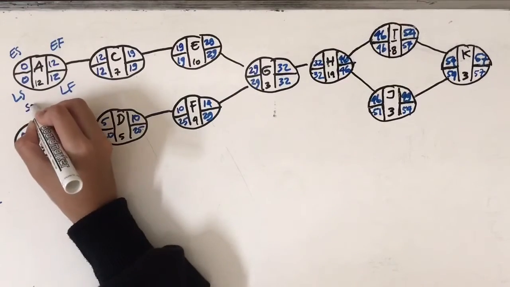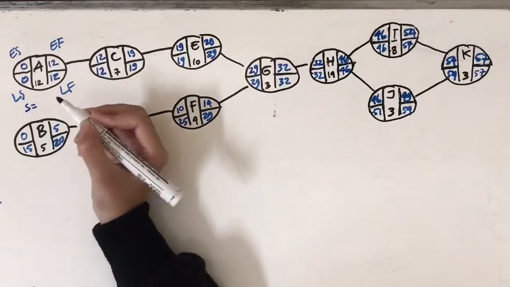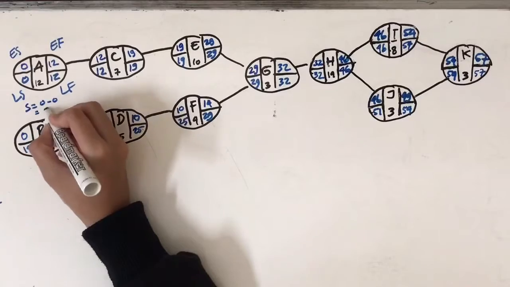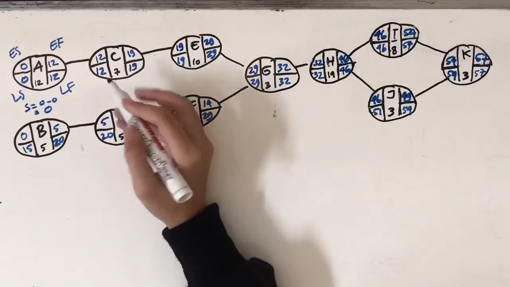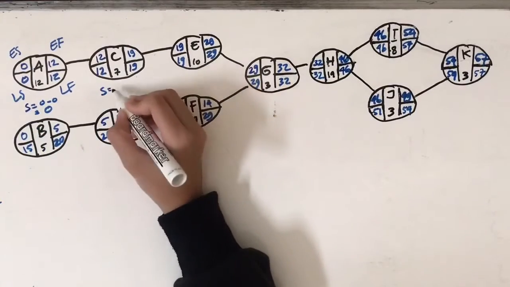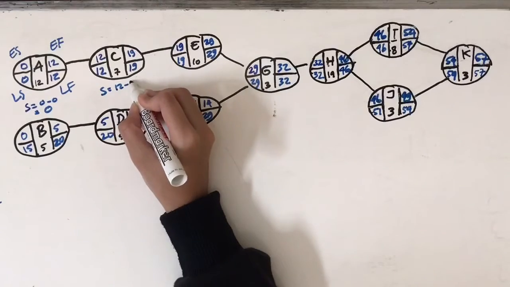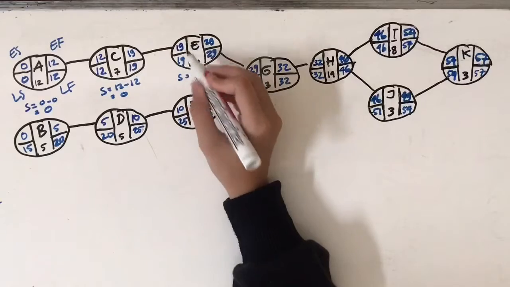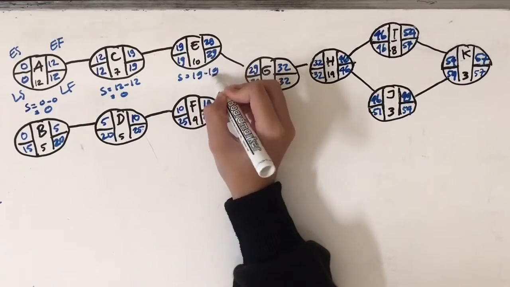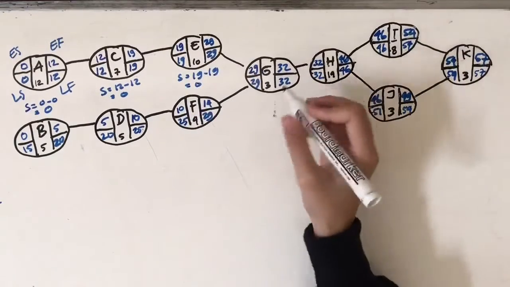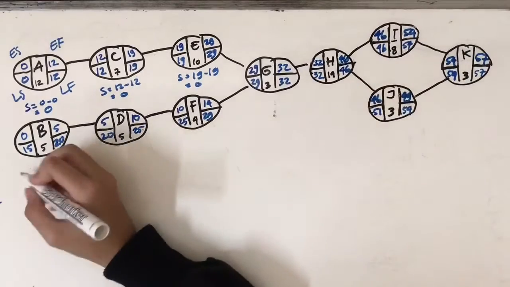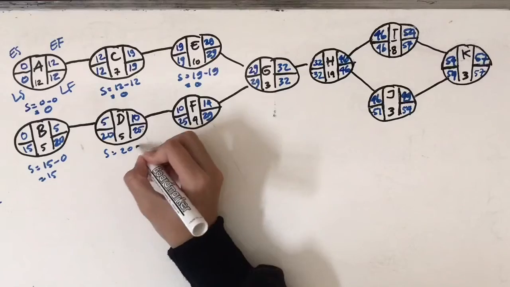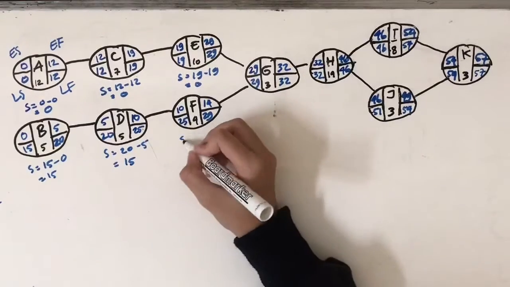So its slack time equals 0 days. Next, activity C, its slack time is 12 minus 12 or 19 minus 19. It's all up to you. And then for E, 19 minus 19 or 29 minus 29. Then you can just continue calculating the slack time for the other activities using the same formula.